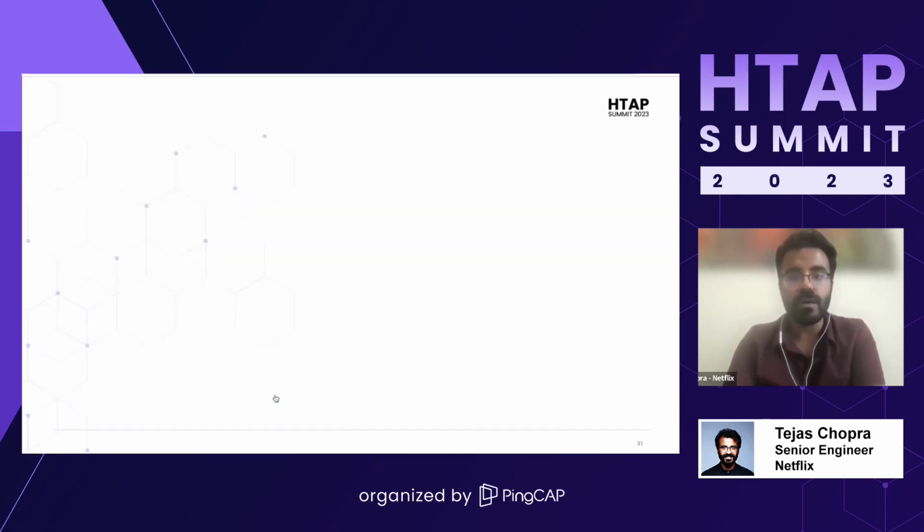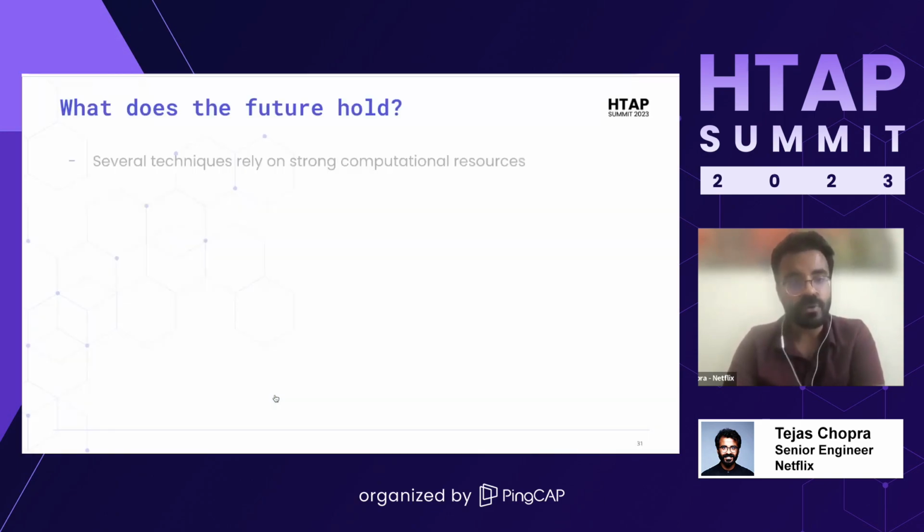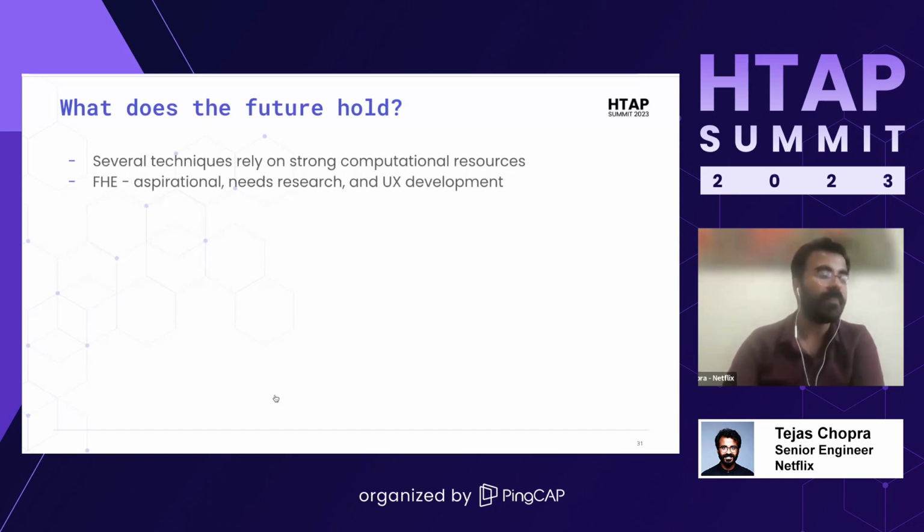Finally, coming to what is next, what does the future hold? There are several techniques that I've discussed today that rely on very strong computational resources. So we are working on ways in which compute can be decentralized, and you can then leverage this decentralized compute to build these different types of privacy and security primitives. Fully homomorphic encryption is very aspirational. It requires significant research and a better user experience.